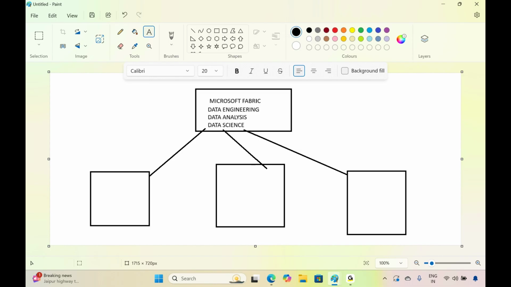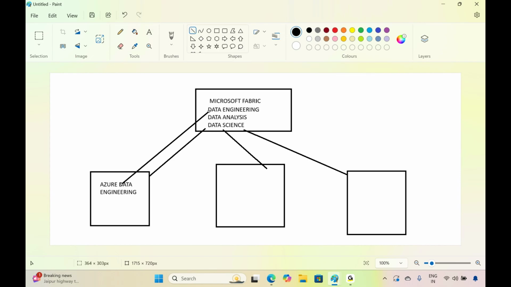That is the reason most of the companies are going to implement their projects in Microsoft Fabric only. Okay, now the question is, sir, do I need to learn Azure Data Engineering course? Whatever technologies you are using in the Azure Data Engineering course are already available in the data engineering in Microsoft Fabric. If you are learning this Microsoft Fabric, whatever you are learning in Azure Data Engineering course, all those things you are going to learn over here.